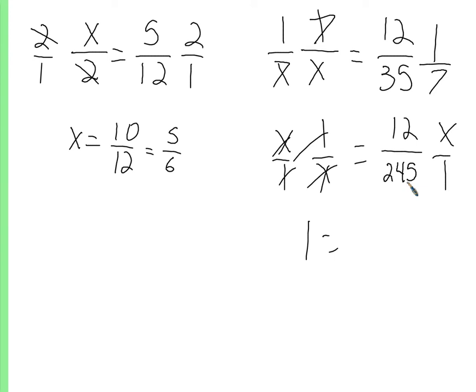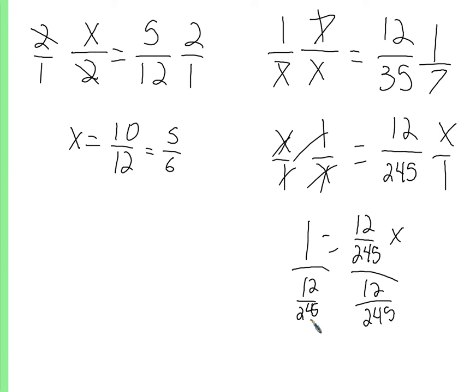Actually, that's pretty simplified. So 12 over 245 times x, right, because x is really x over 1, that's the same thing. Alright, I've got x not in the denominator anymore. How would I get rid of this 12 over 245? How do I divide 1 by 12 over 245? Reciprocal, so you do 1 times 245 equals? Right, so we have x equals 245 over 12. Well done.